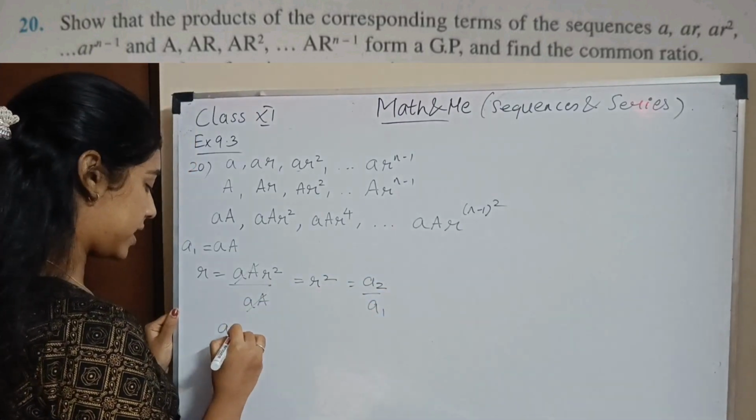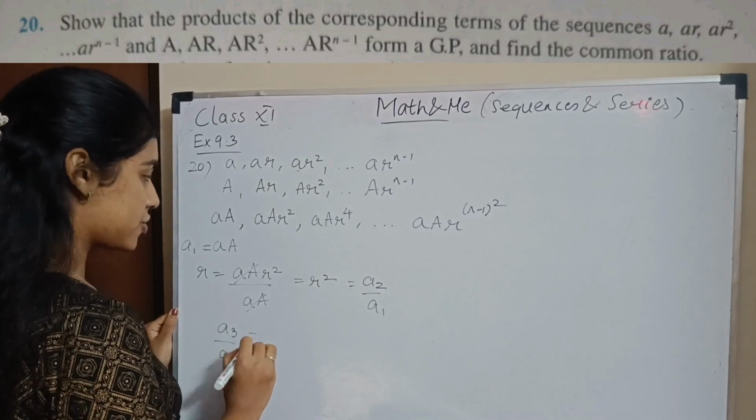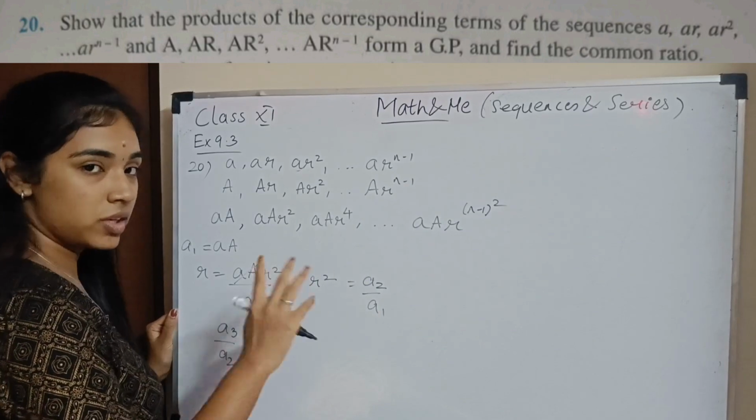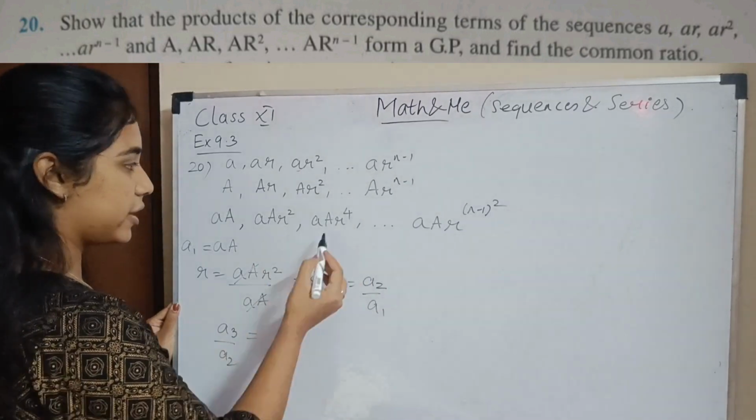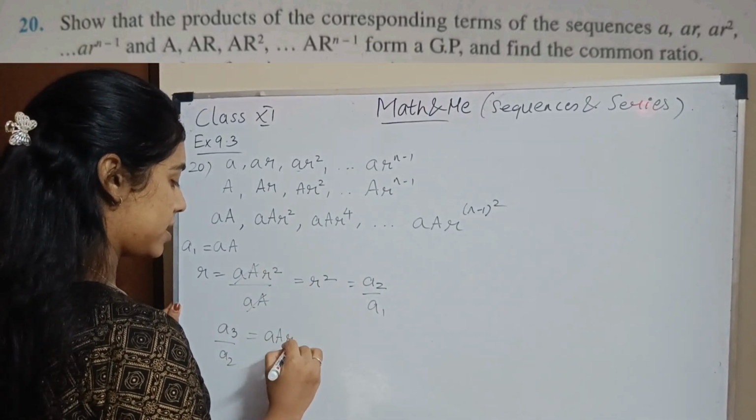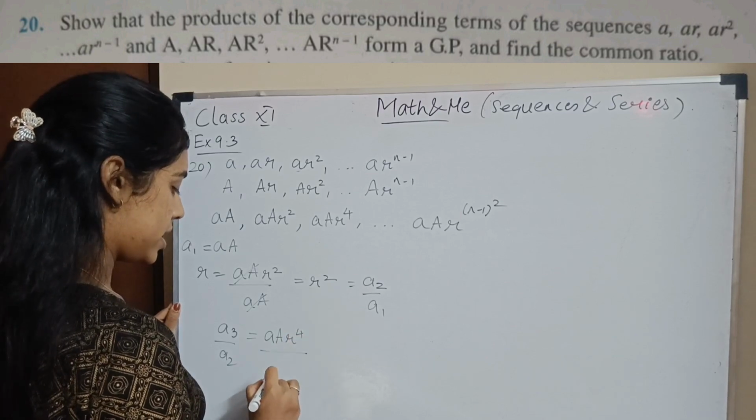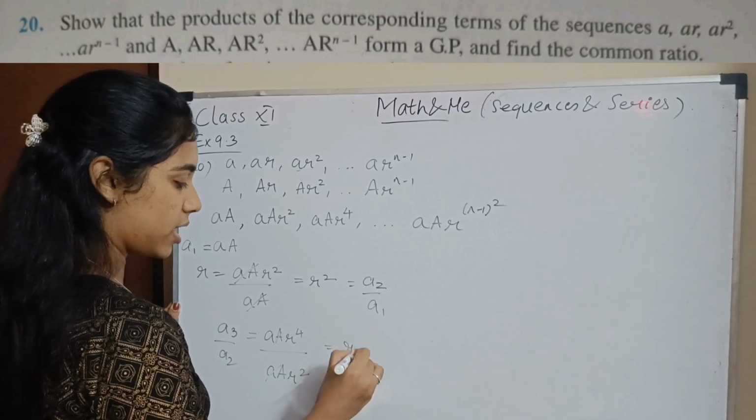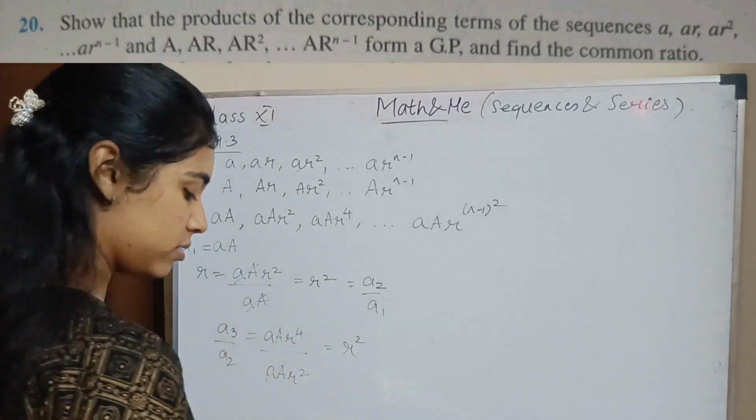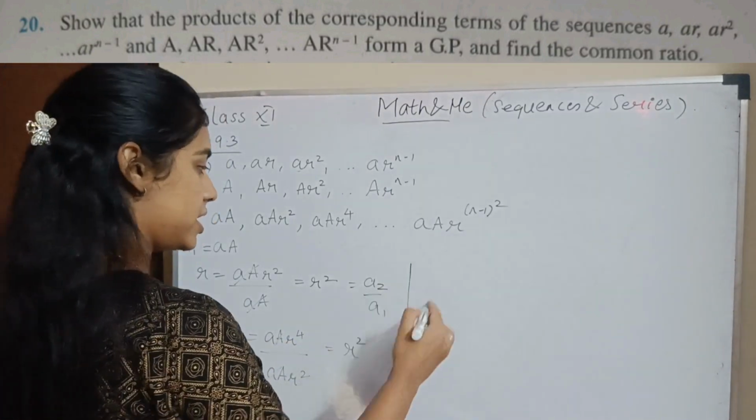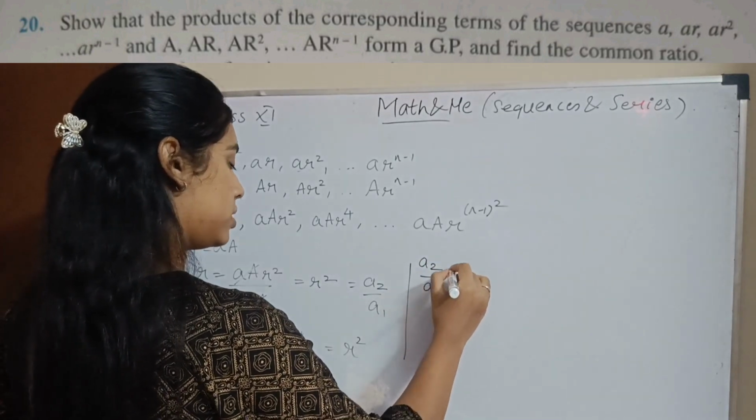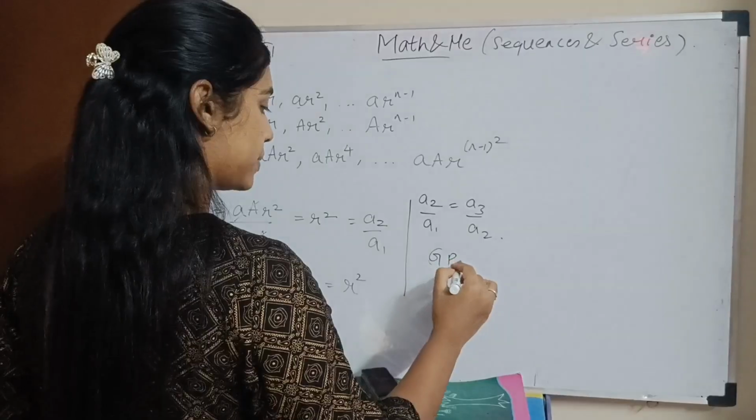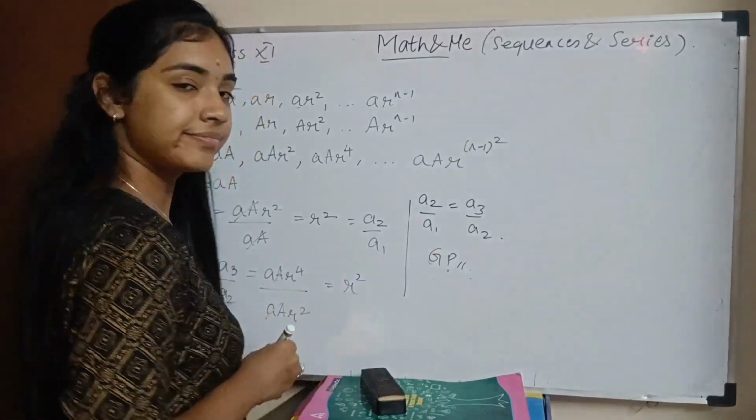Let's see what my A3 divided by A2 is. In order to check if they are in GP, I need to see if they have a common ratio. So what is A3 by A2? Again, aAR power 4 divided by aAR square. This cancels, and what am I left with? R square. So what do you see? A2 by A1 equals A3 by A2, which means the obtained sequence is a GP. Okay.